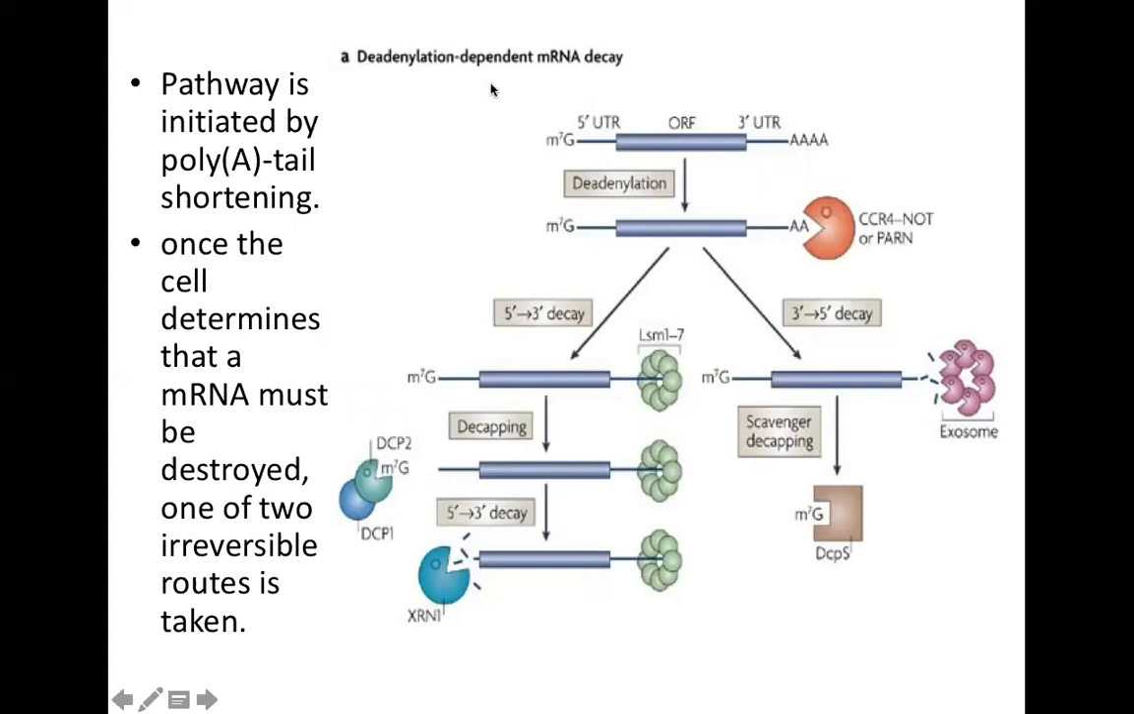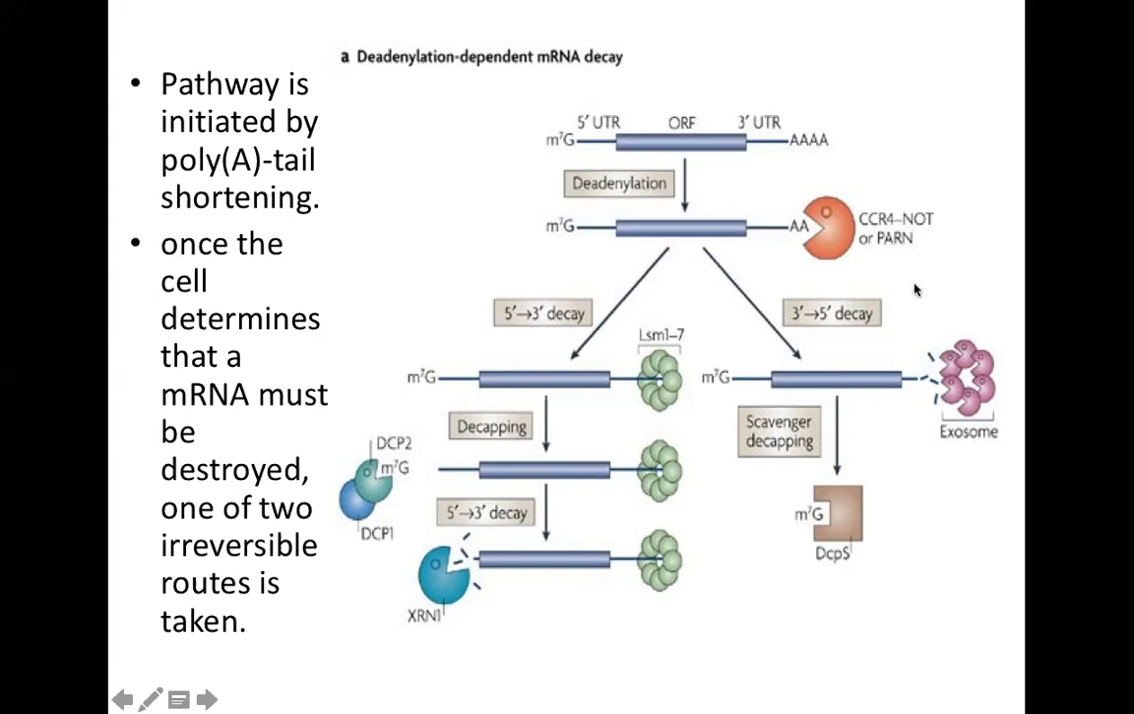This is what we call deadenylation-dependent mRNA decay. So this is your mRNA molecule with 5' and 3' UTRs, ORF in the middle, and this is the 7-methylguanosine, the cap of the mRNA molecule, and that's the poly A tail. Because this is deadenylation-dependent mRNA decay, the first thing you need to do is to remove the poly A tail.